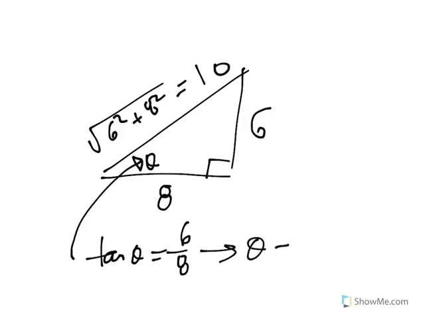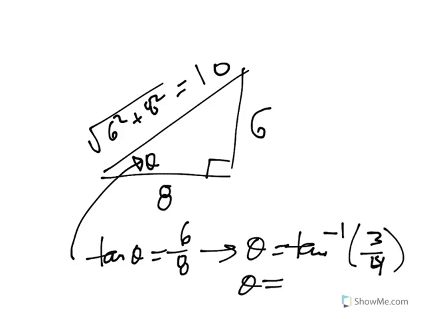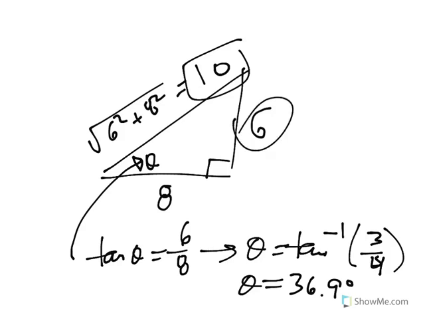On my calculator, I could do theta equals tan inverse of 6 over 8, which I can reduce to 3 over 4. And when I type that into the calculator, it tells me that the angle is about 37 degrees, or 36.9 degrees. These two numbers are going to come in handy, this number, the hypotenuse, and the angle across from this 6 side here.